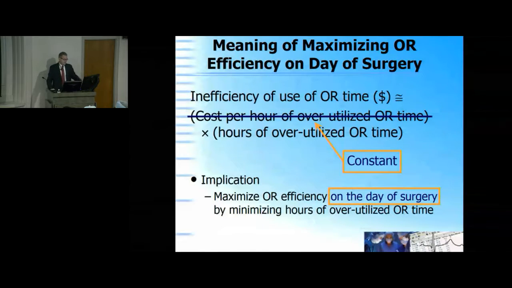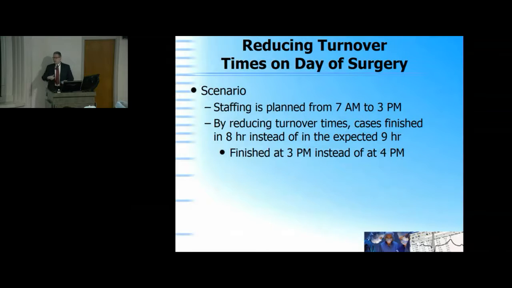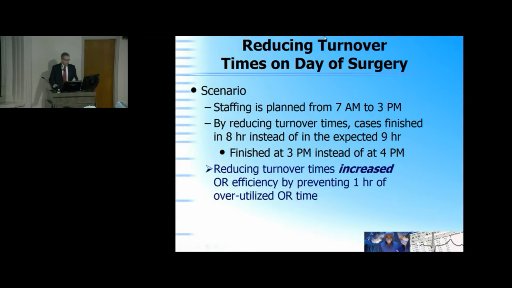That's kind of the value of the math. So going back to the scenario, you expected to have an hour of overutilized time, but by people working quickly, you don't have an hour of overutilized time because you reduce the turnover times. And therefore, has working quickly resulted in an increase in operating efficiency? Yes, it has. Okay? So working quickly, reducing turnover time, reducing surgical times can increase operating efficiency.